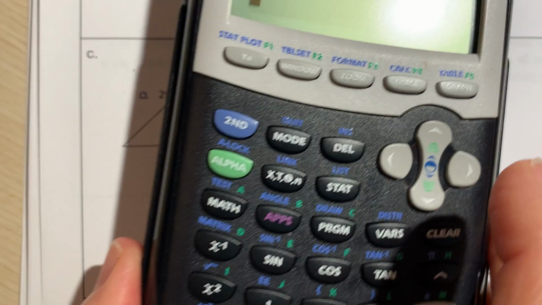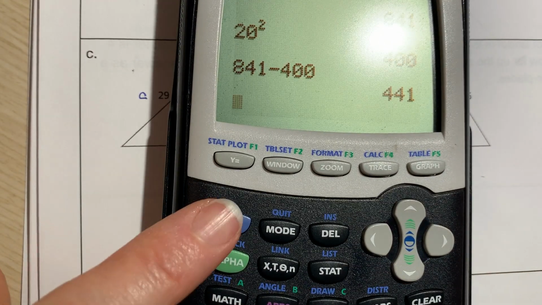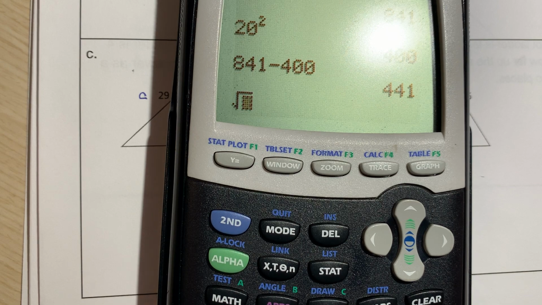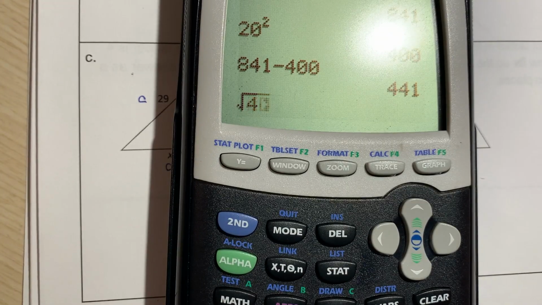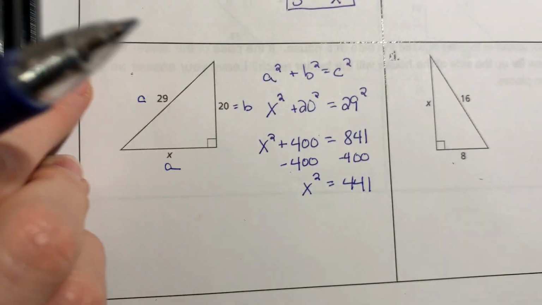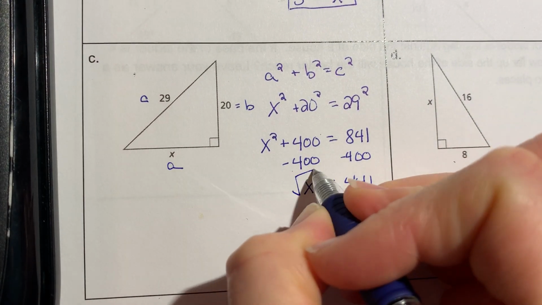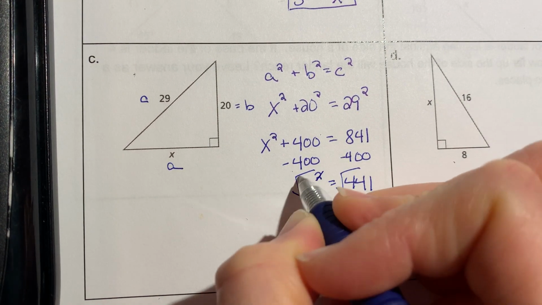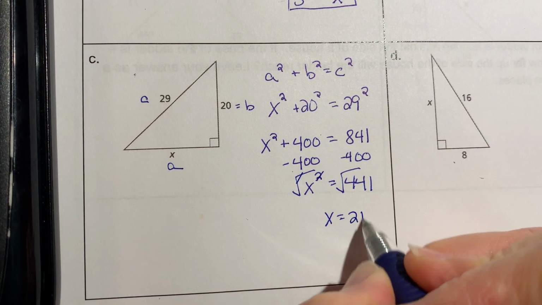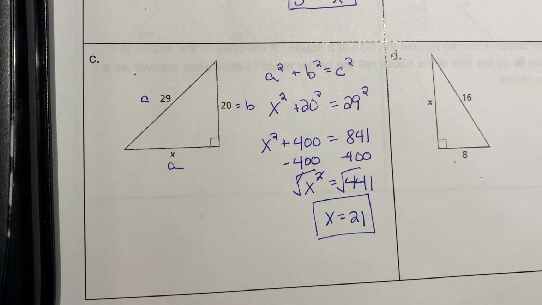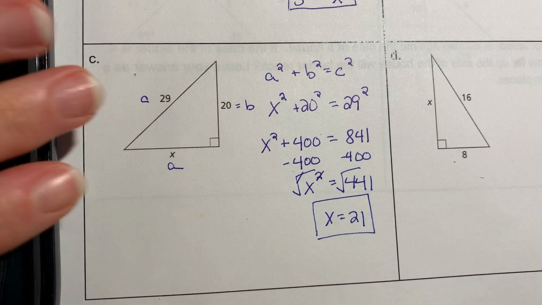Now I'm going to check to see if that 441 is a perfect square. So I'm using my square root. And what's the number I'm checking? 441. Oh, that is a perfect square. It's 21. So when I square root both sides, I get x equals, remember those undo each other, x equals 21. Hey, I learned a new perfect square today. I did not know that 441 was a perfect square.